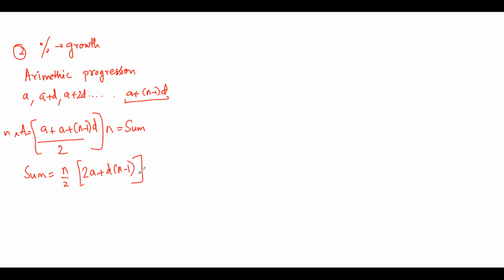I did this so much in high school that I will remember it for the rest of my life. Or what you can do is understand that in arithmetic progression, the average is first number plus last number divided by 2. And if you want to find the sum, you just multiply by the n number of terms and get the sum.